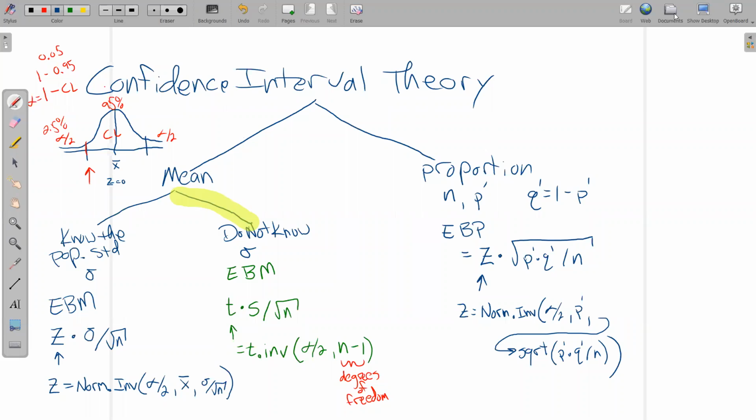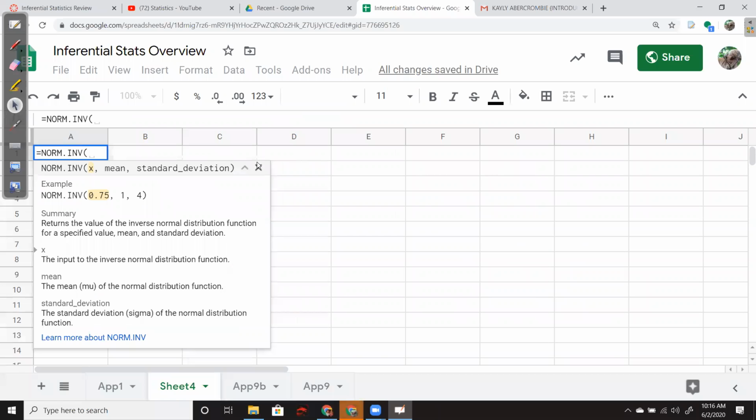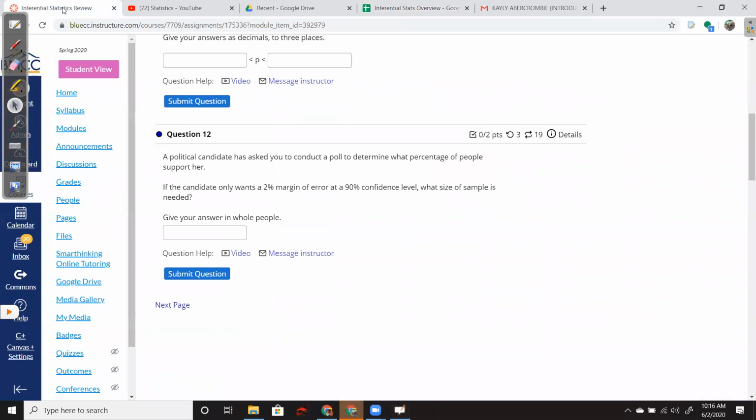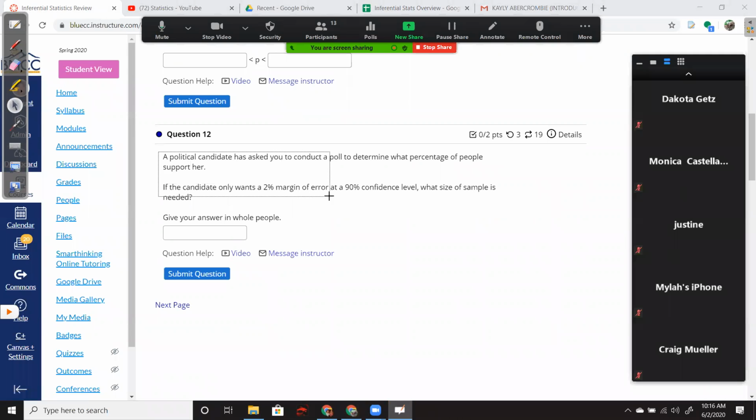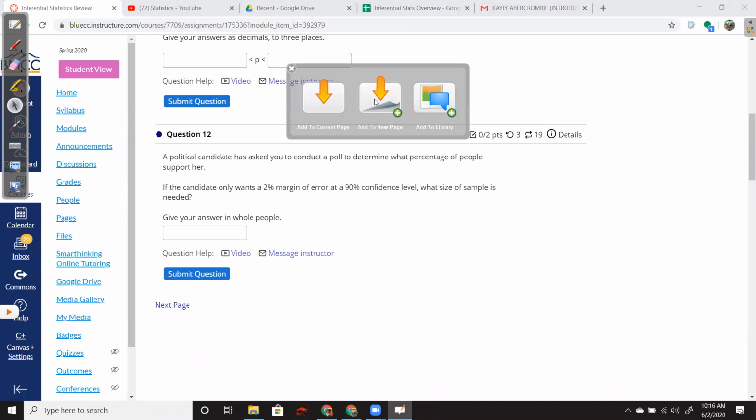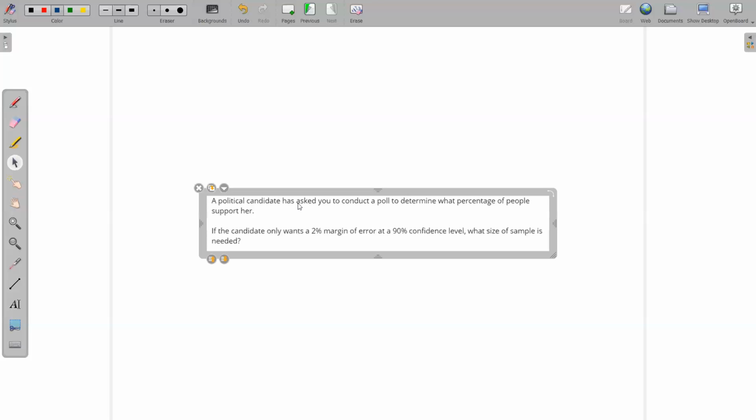Okay, new page. Now let's do a screenshot of that problem and get it done. That's not the problem, that's the problem. And screenshot. And it says to give a whole number of people. So add to new page, please.